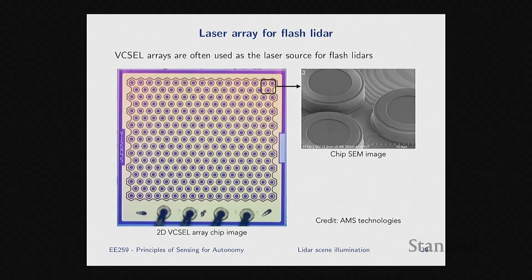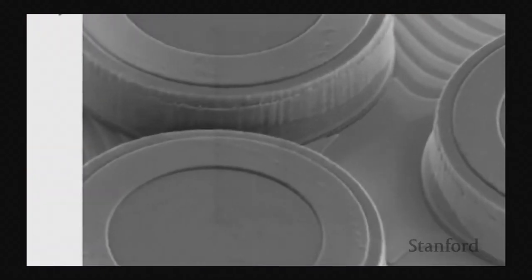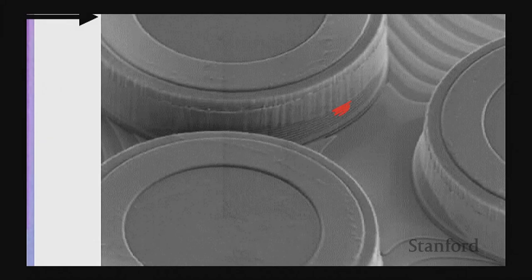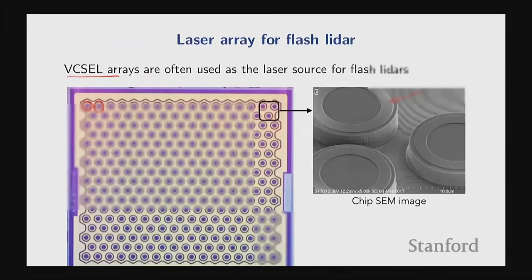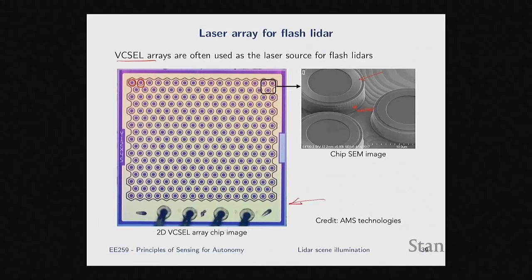So actually, before we talk about that, here's one picture of what a flash LiDAR uses as the laser source. This is a VCSEL array. Each of these little circles here is a vertical cavity surface emitting laser. If you zoom in, this is the exact structure we looked at. If you zoom in even further, you see the zebra stripes here, which is the mirror. And then it's a pretty dense array. All of this is just one silicon chip, basically, with many lasers on it. Then they put a diffuser, and with that, they can get a flash, a very wide laser beam.